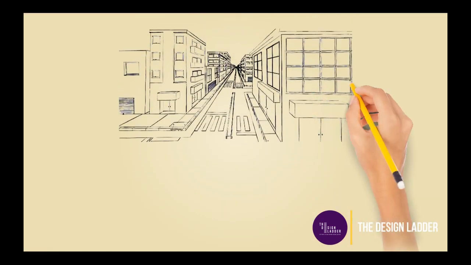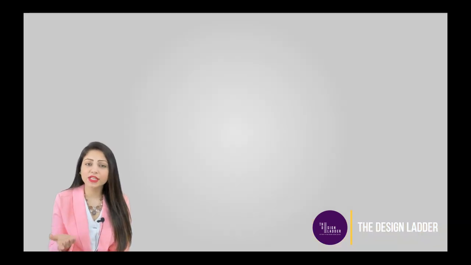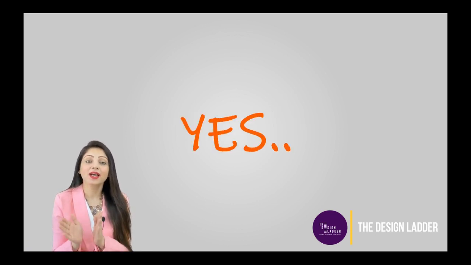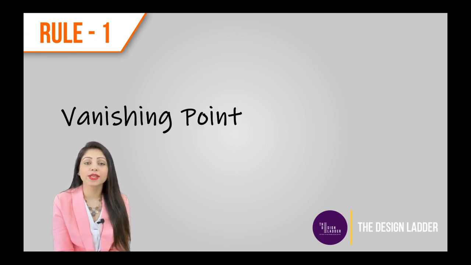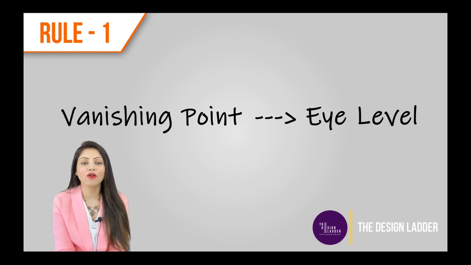Now the question arises, while drawing any scene in perspective from our imagination, how and where to locate this vanishing point on the sheet? Does it always need to be in the center of the paper, or can it be taken anywhere else? Or is there a logic behind taking it at a particular point? So the answer is yes, there is definitely a logic. So rule number 1 is that the vanishing point is always located directly in front of the eye level of the viewer.